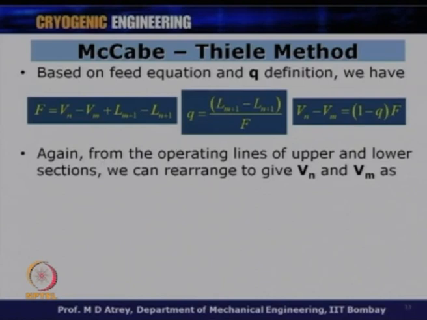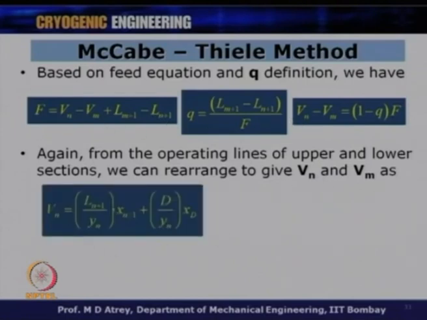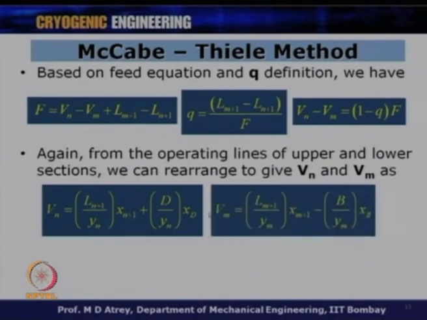Again, from the operating lines of the upper and lower sections, we can rearrange to get Vn and Vm. So, I can get Vn and Vm from the feed expression, and I can also get expressions for Vn and Vm as this, because I have already got the equation Yn is equal to Lm by V and so on. I am just rearranging that to get the value of Vn. So, Vn is equal to L by Y xn plus 1 plus D by Y xD, and similarly Vm is equal to Lm plus 1 by Ym xm plus 1 minus B by Ym xB.